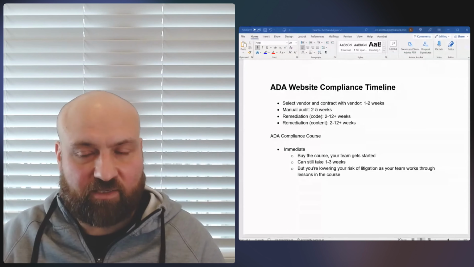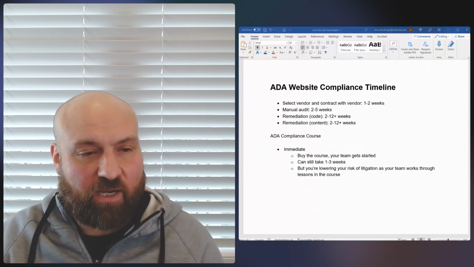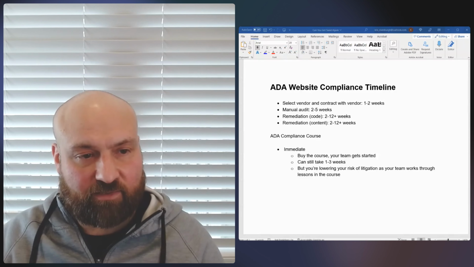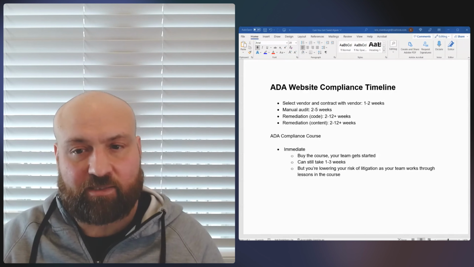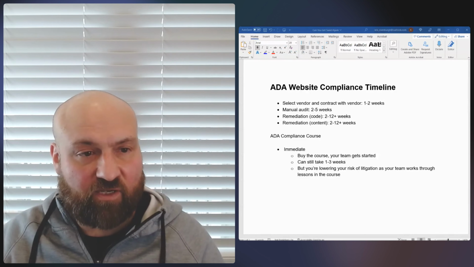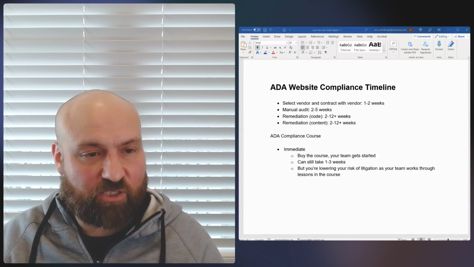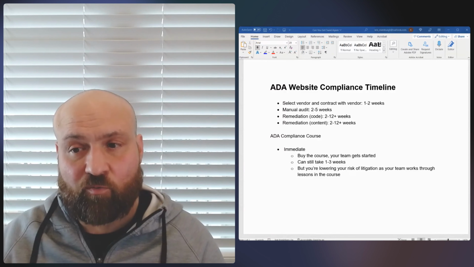Sharing the split screen with me is a document with the heading ADA Website Compliance Timeline. Here are some time ranges that you can expect when trying to make your website accessible and follow best practices for ADA compliance. First, you need to select a vendor and contract with that vendor. Sometimes this can occur over a few days, but usually it takes 1 to 2 weeks, especially as you go through the different providers and evaluate their offerings and their prices. So I have 1 to 2 weeks for that.